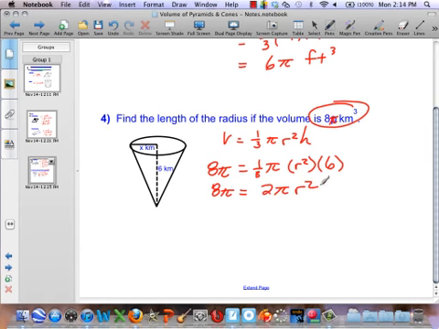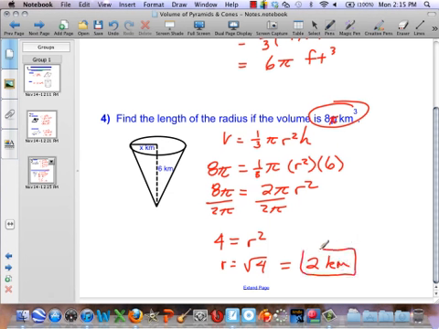How do we solve for r squared? Divide by 2 pi. What's 8 pi divided by 2 pi? Just 4. So how do you solve for r? Take the square root. What's the square root of 4? 2. So what is our radius? 2 kilometers.